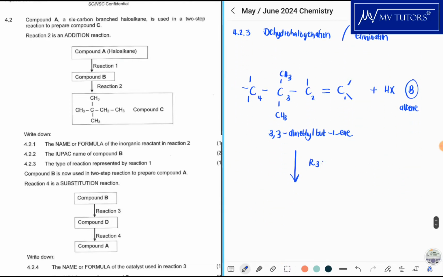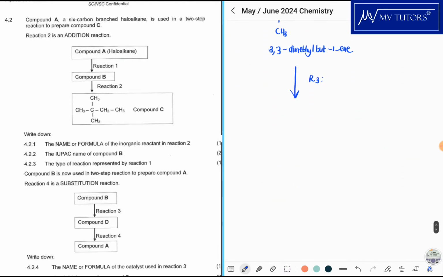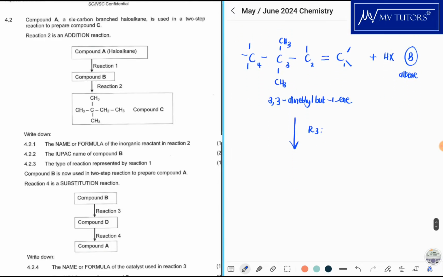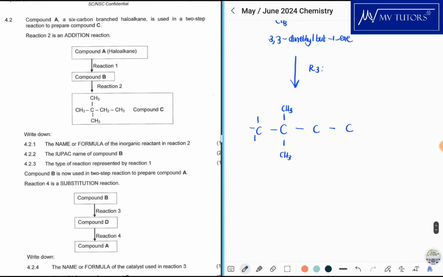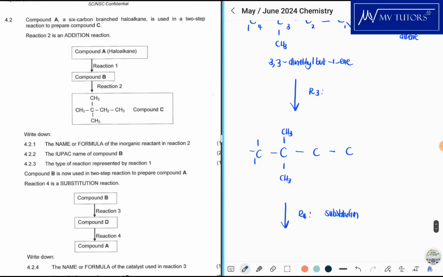Okay, and what happens afterwards? Then we have compound D. So I still think we maintain this shape. So CH3, the branches remain intact, and then CH4, and then C. Okay, I don't know what actually happens with compound D, so I'm just going to leave it there. Okay, and then we have reaction 4. What did they say about reaction 4? They said it is a substitution reaction.